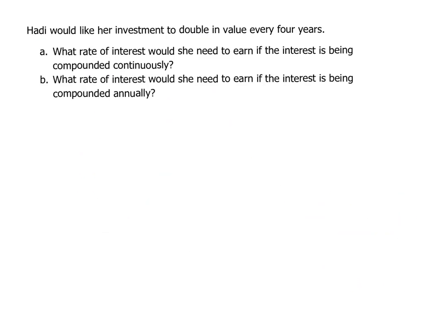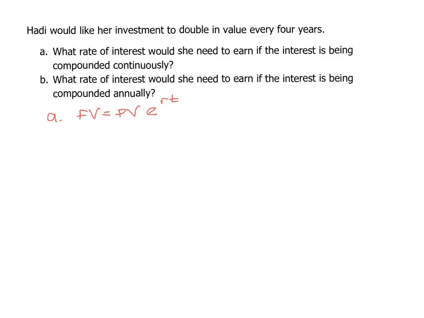Now, suppose she would like her investment to double in value every 4 years. In part A, it says, what rate of interest would she need to earn if the interest is being compounded continuously? So in part A, we know it's compounded continuously, so the formula that we have is future value is present value e to the RT.